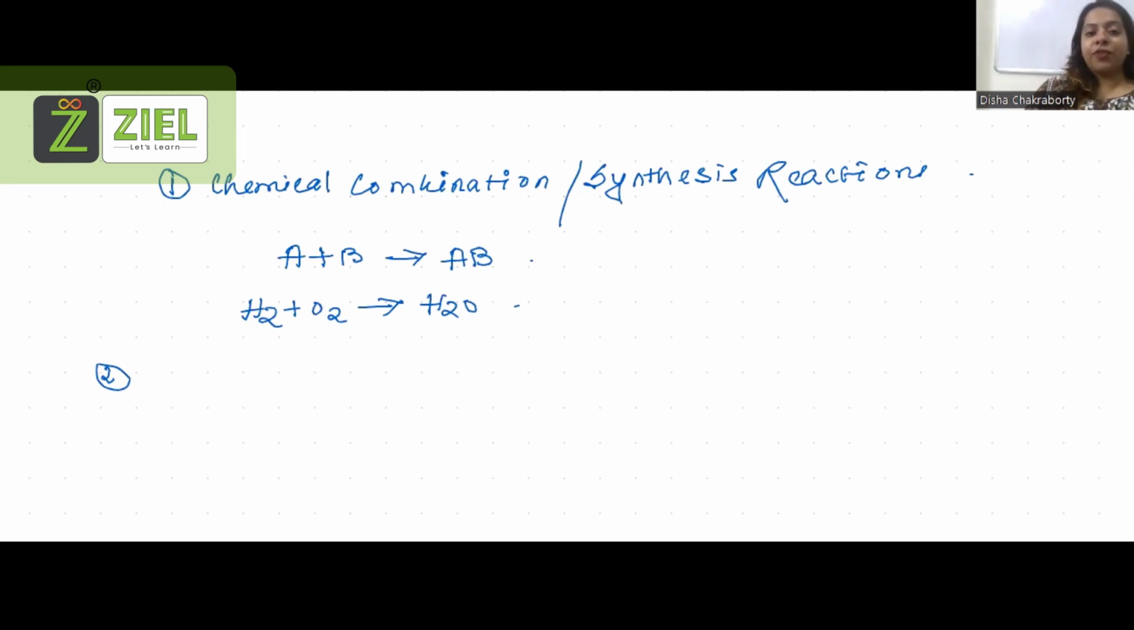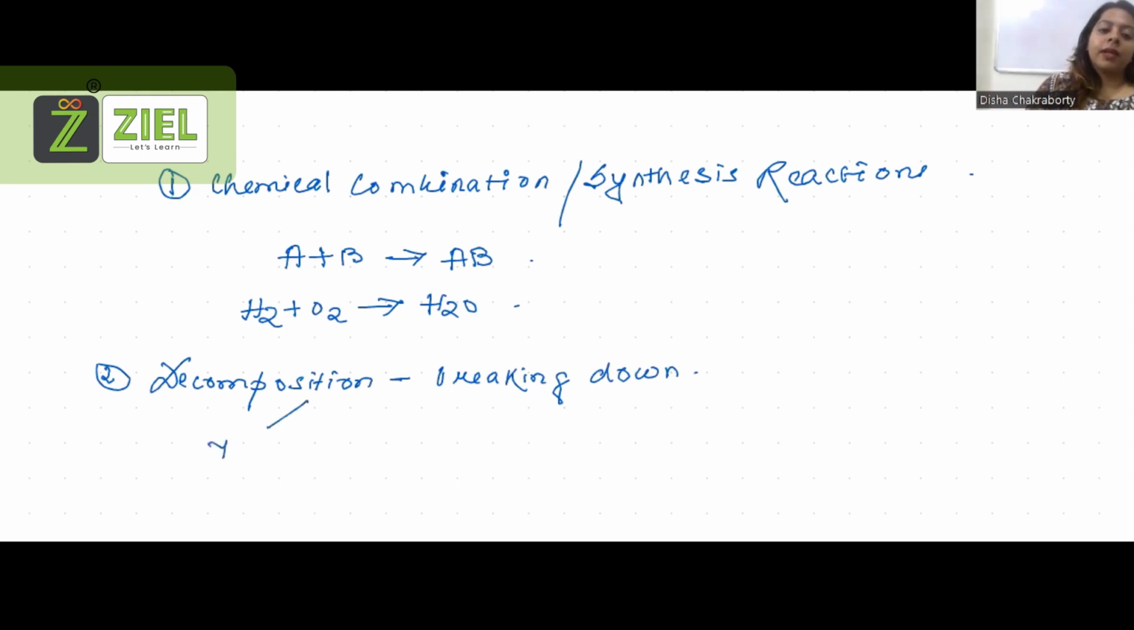The second type of reaction that we are going to discuss is decomposition. This is the very opposite of synthesis or combination. Here, a substance breaks down into two or more new products. Decomposition can basically translate into breaking down. Decomposition reactions can be of two types: thermal decomposition and electrical decomposition.